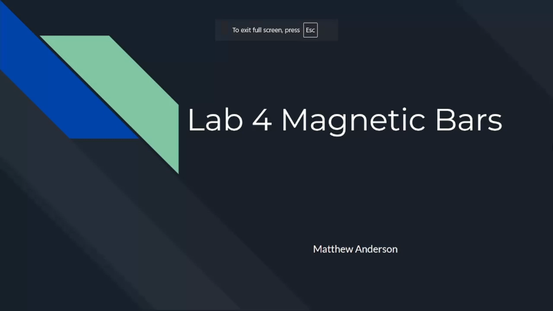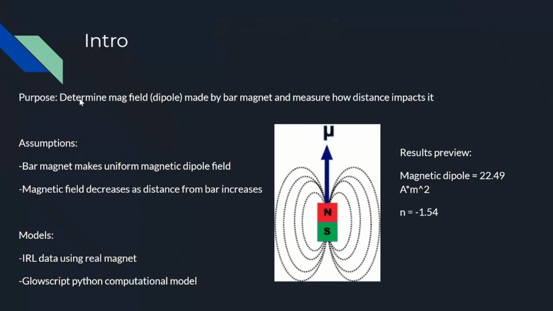This is my presentation for Lab 4. So the purpose of this lab is to determine the magnetic field dipole made by a bar magnet and measure how distance impacts this value.